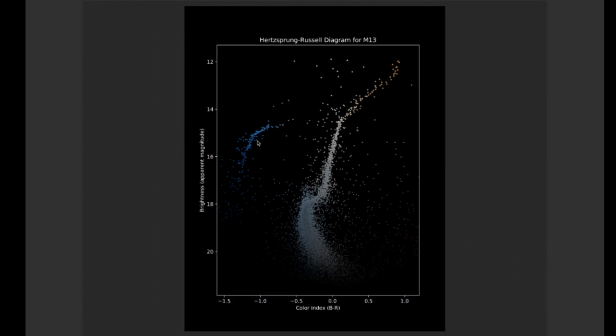And I'll say a little bit more about the dynamics of globular clusters in coming slides. But yeah, the structure that you're seeing here is because the globular cluster is all basically the same distance away, and we're seeing the stellar evolution being exhibited to us in this cluster.